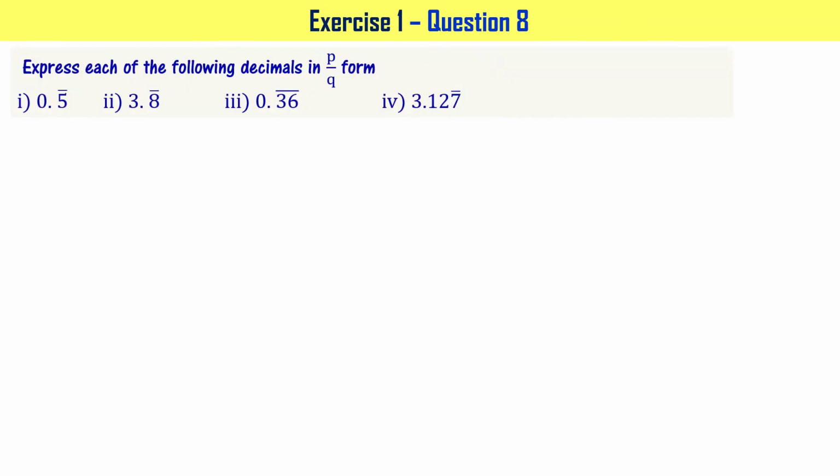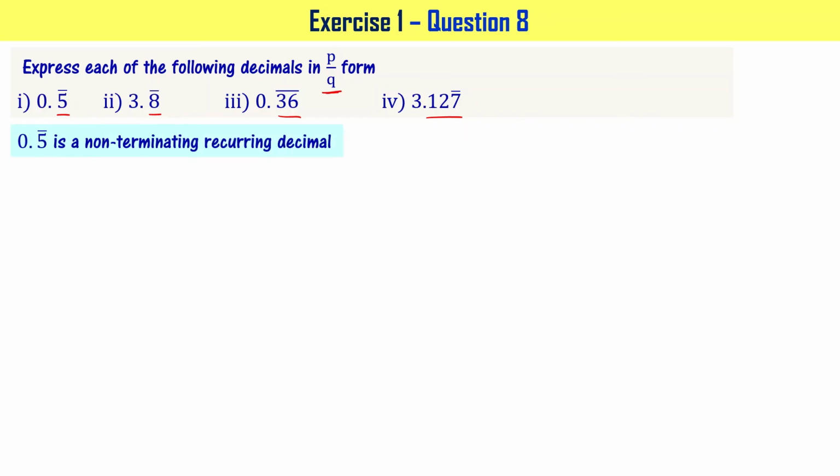Question number 8. Express each of the following decimals in p by q form. Look at this. You are given 4 decimal numbers. We are asked to express them as rational numbers or in the p by q form, right? All these are non-terminating recurring decimals. Please take a look at this, right?